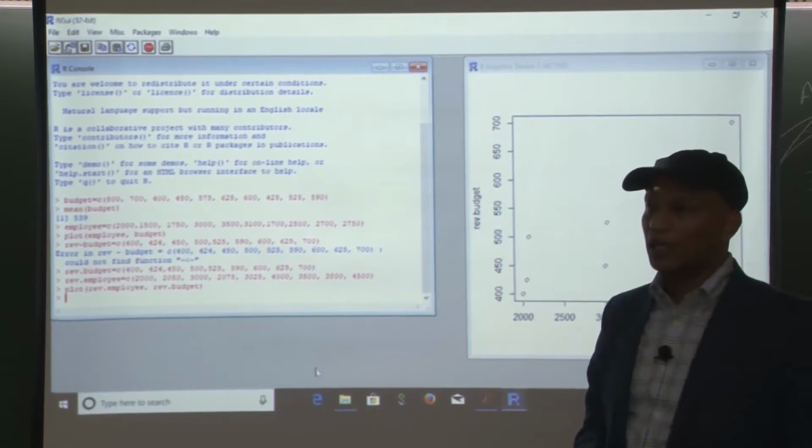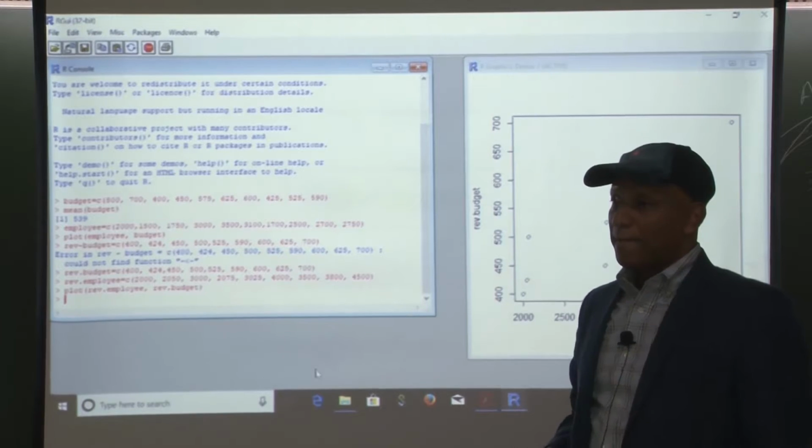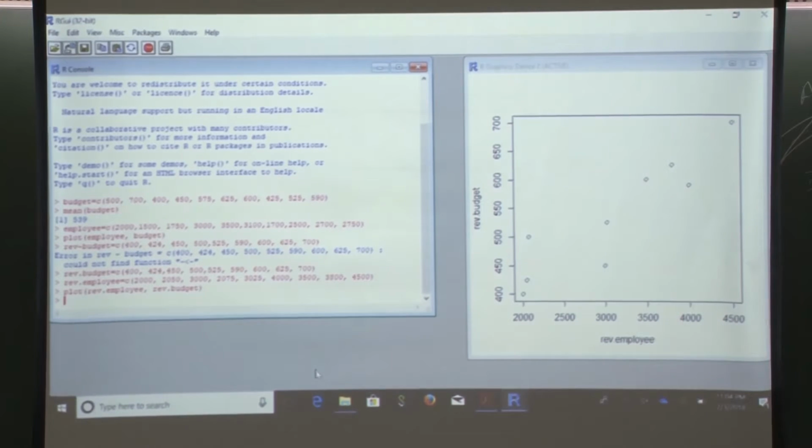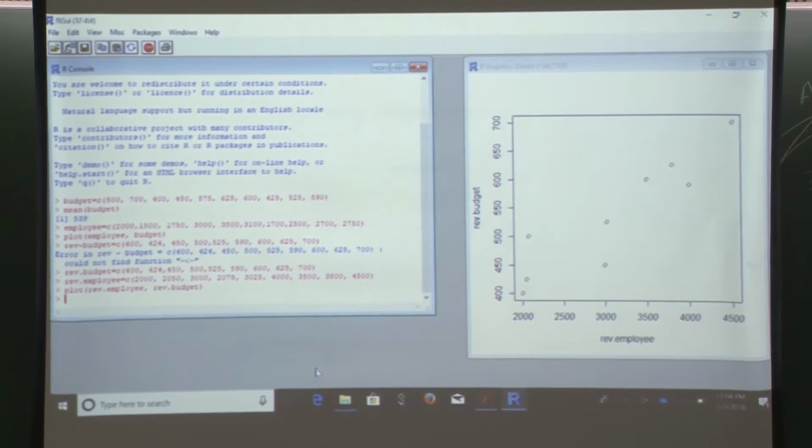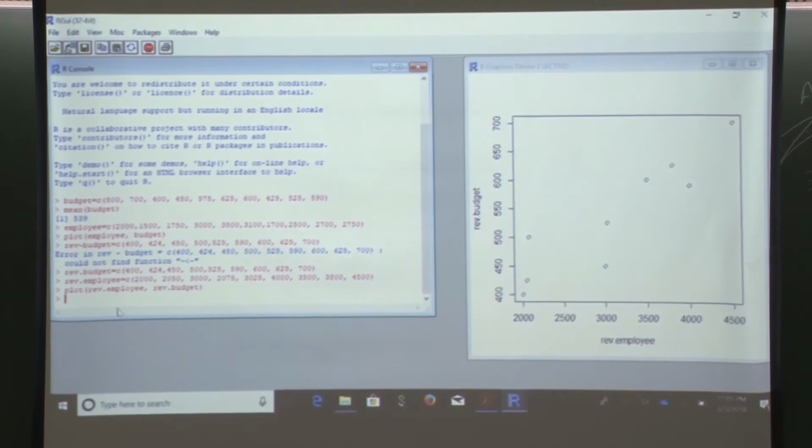But how do I draw the line? If you use R, which I am in this screen, typically what we like to do, line.